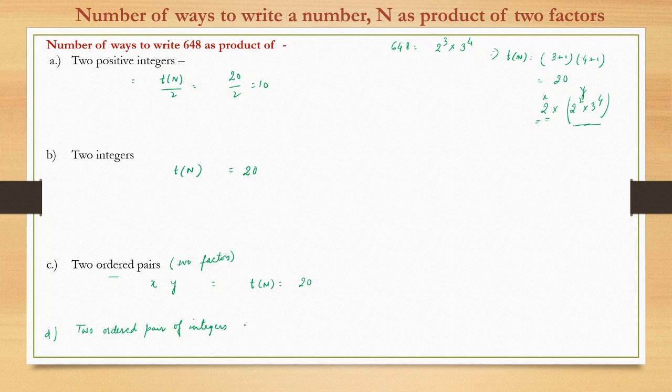So two ordered pairs of integers will be how much? Now for positive factors we got ordered pairs as 20. So 2 into this number is 81, 4 into 324. So 2 into 324, then 324 into 2, two different pairs. Now if integers were asked, these are positive. Now for integers, then minus 2 and minus 324, and minus 324 and minus 2.